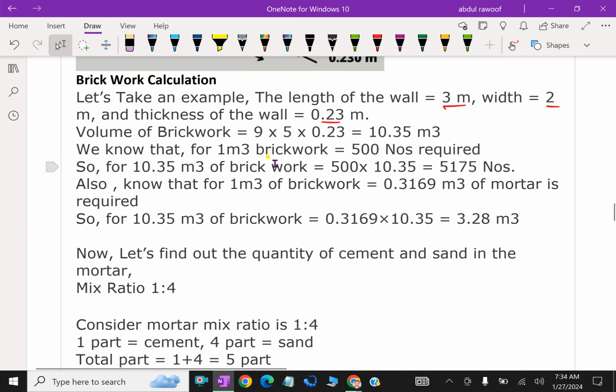Volume of brick, we need 9 centimeter, 5 centimeter, and the thickness is 0.23 meter. Volume of one brick is 9 into 5 into 23 centimeter.